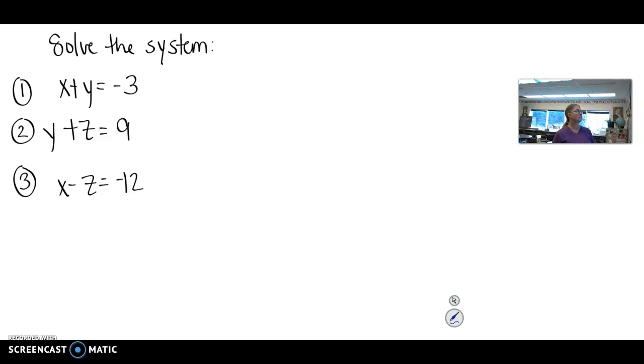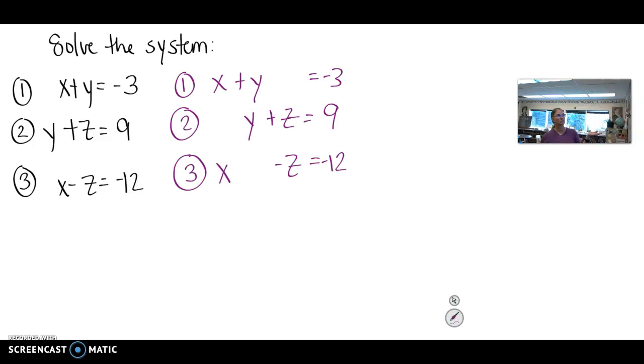First of all, I'm going to rewrite this so that the x's line up, the y's line up, and the z's line up. All right, so that's how you would rewrite it. Notice all of the coefficients are 1 or -1. This is actually going to be almost easier, even though it looks challenging. Let's look at eliminating z between equations 2 and 3, because they're already opposite. I'm just going to do it right here.